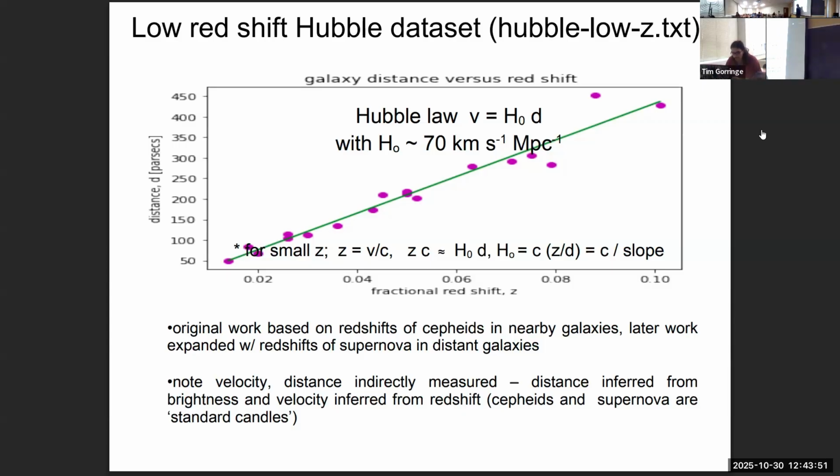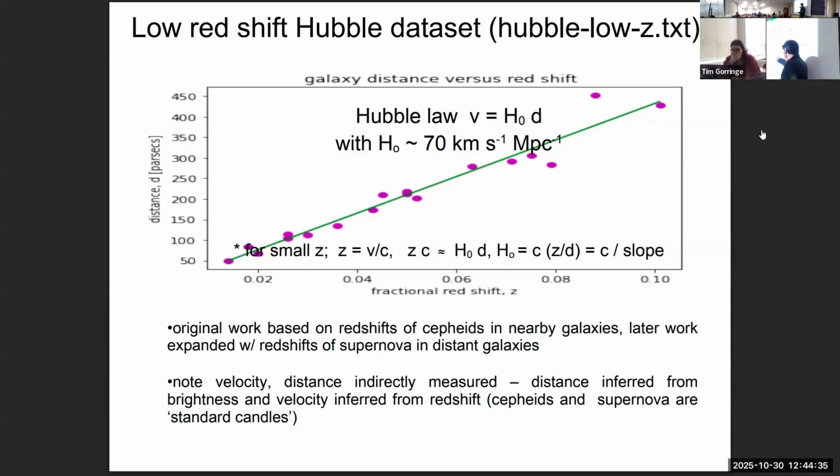This is a typical way in which the relationship between the velocity of the receding galaxies and the distances to the receding galaxies is plotted. So typically, we plot as the vertical axis, the dependent variable, the distance to the galaxy, and we plot as the horizontal axis, the independent variable, the velocity of the galaxy.